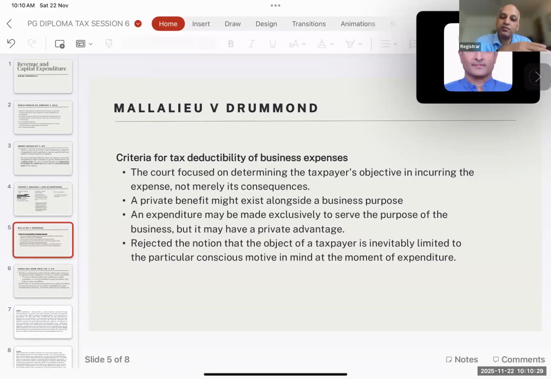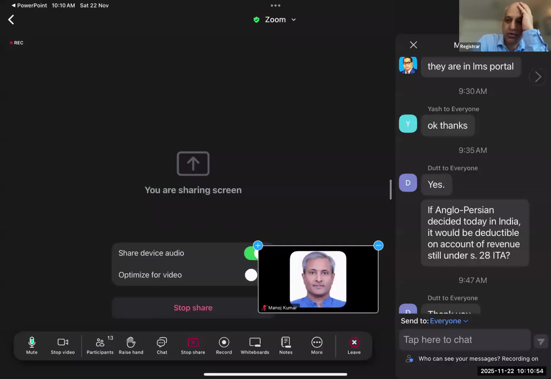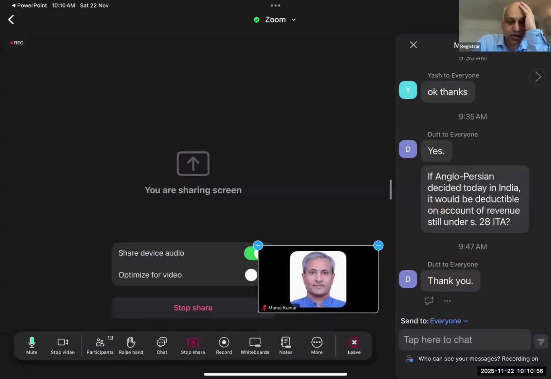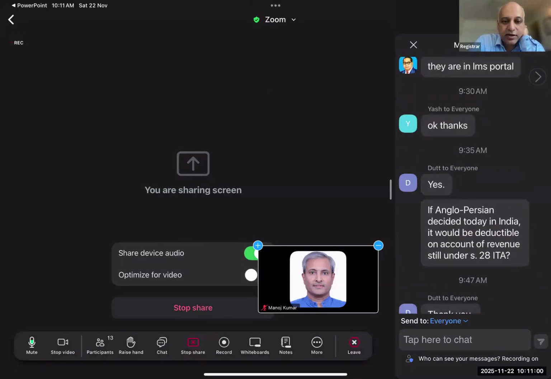So this decision is important because it even says there could be, it's from the facts one can find, there could be unconscious objectives, and those unconscious objectives might also color our understanding of whether something is wholly and exclusively for purposes of the business or profession, right? So let me stop here and see if anybody has a doubt, questions, comments. Let's see if anybody's saying anything.